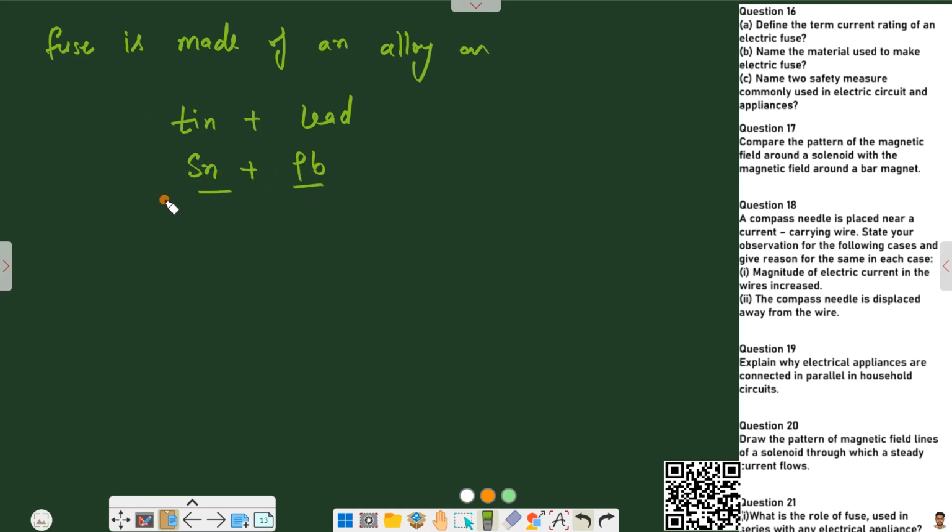So we use both of these metals to make an alloy, and depending upon the rating we require, we can decide their composition, that is, how many percent of this will be used and how many percent of that. That depends upon the current rating of the fuse which we require. So generally we use tin and lead to make fuses.